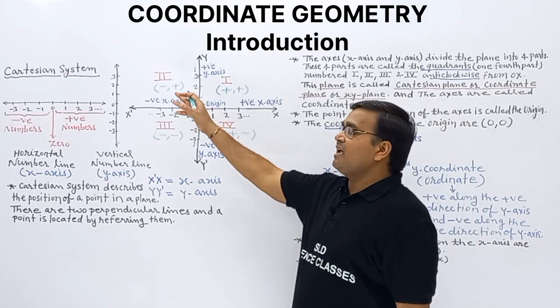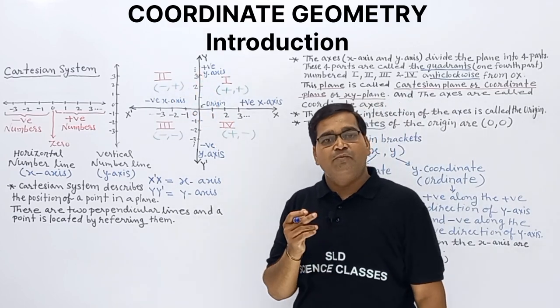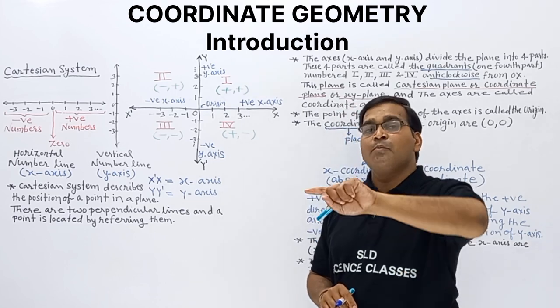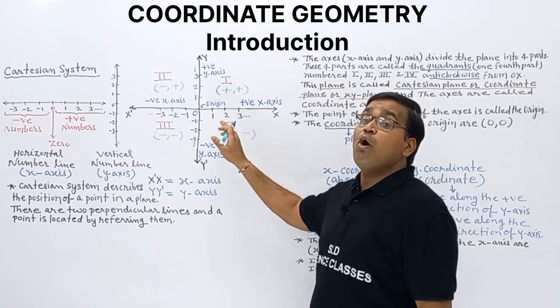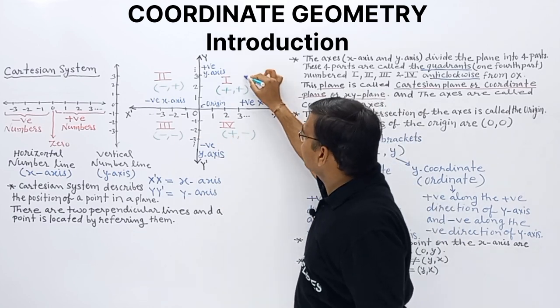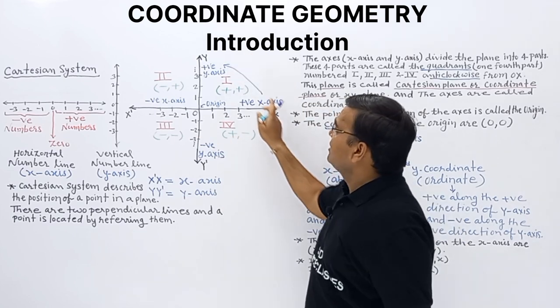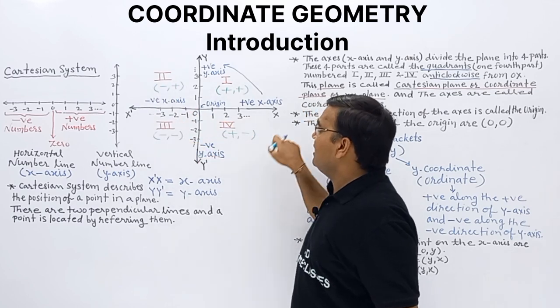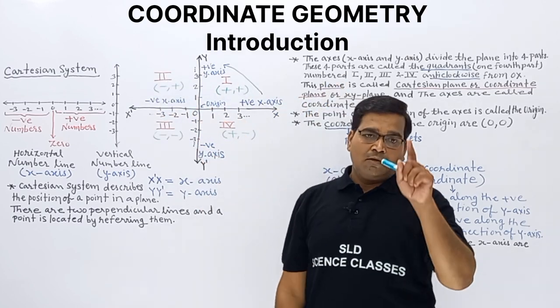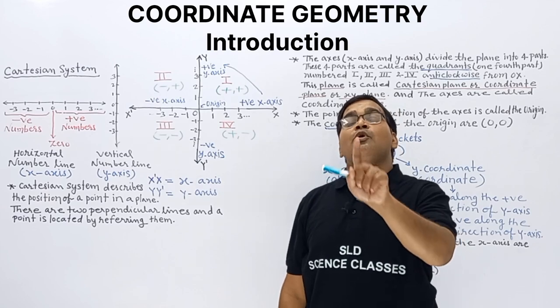We cannot say any one of them is the first quadrant. No, we will number these quadrants from OX, anti-clockwise. So what will the direction be? Anti-clockwise. This is the anti-clockwise direction. Clear? So we will number these quadrants anti-clockwise from OX.